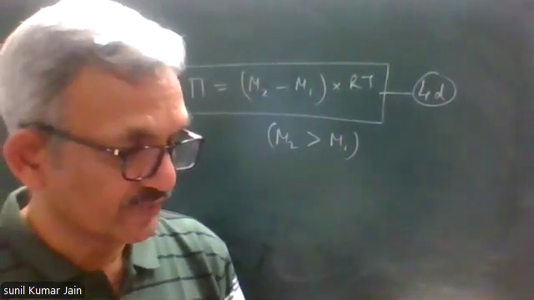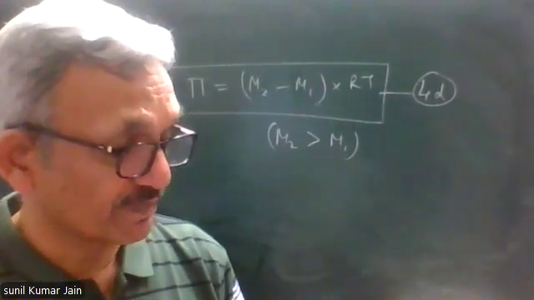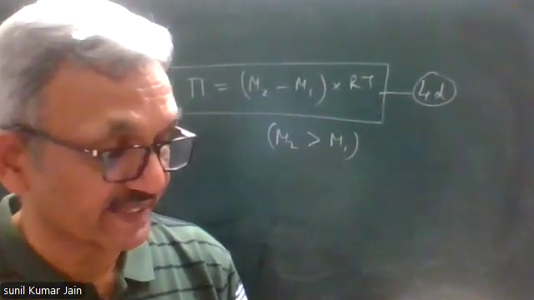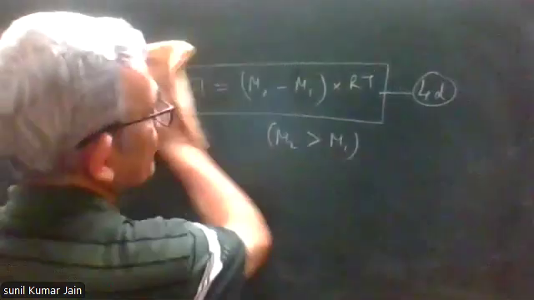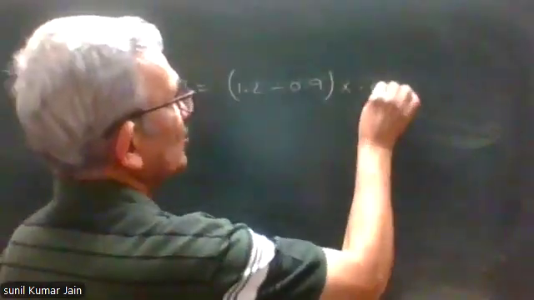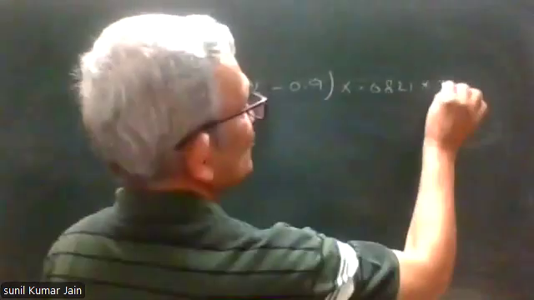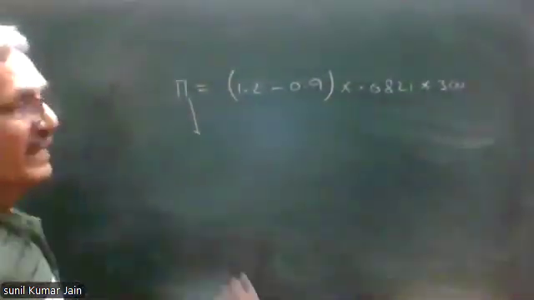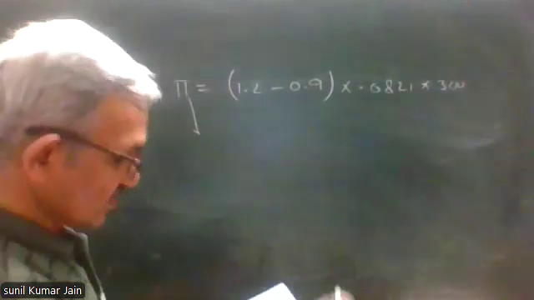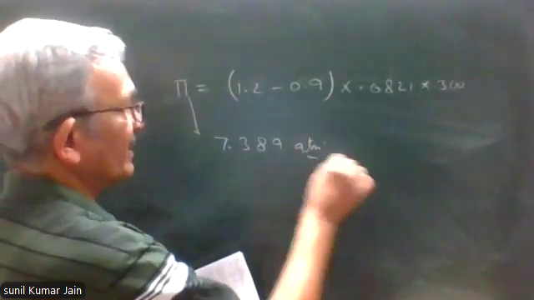A 0.9 molar solution of urea and a 1.2 molar solution of glucose are separated from each other by an SPM at 27 degrees centigrade. Calculate the osmotic pressure generated. Higher molarity is 1.2, lower molarity is 0.9, into R into T. 27 means 300 Kelvin. As simple as this. Very simple. So this will be 7.389 atmosphere.